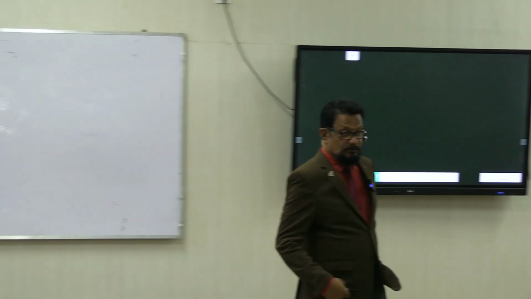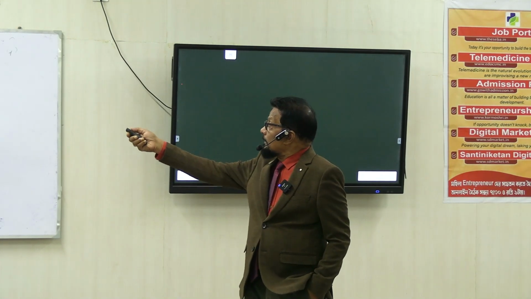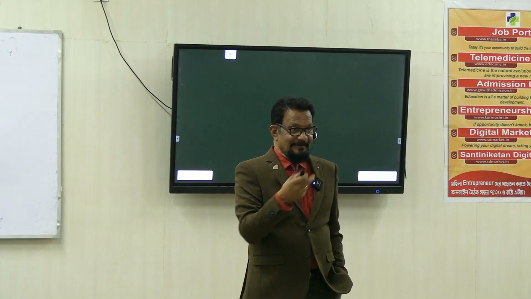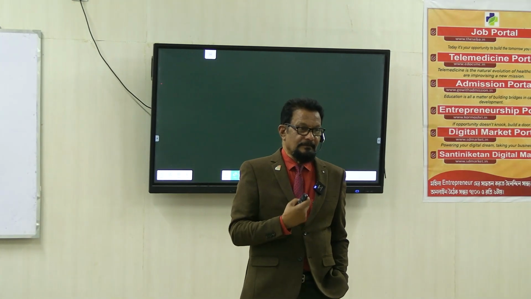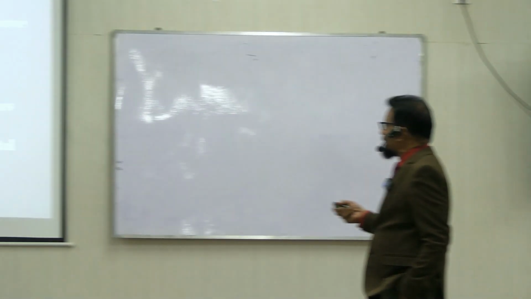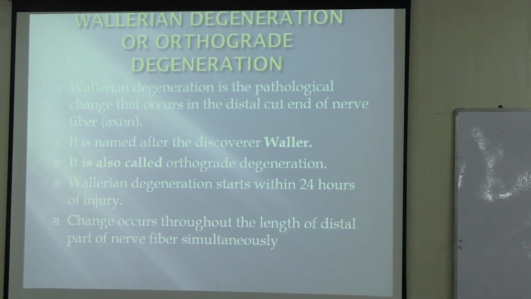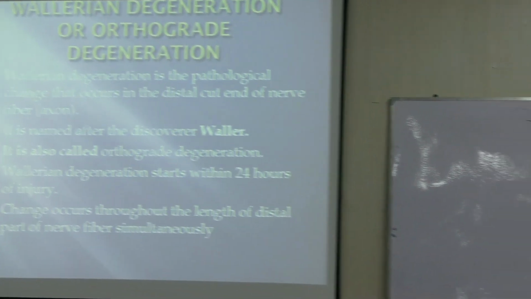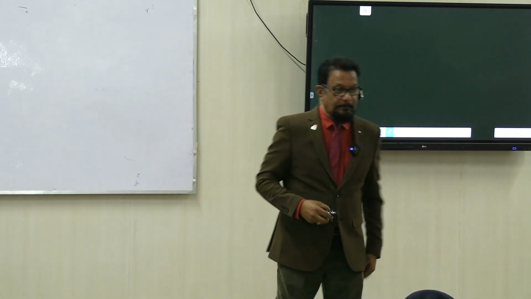So that degenerative process is called retrograde. This is orthograde, towards the periphery. Towards the cell body, retrograde. Changes occur throughout the length of the distal part of the nerve fiber simultaneously. Not that here will be changes first, then gradually this will proceed, or it will start from here coming towards this. Not that. Simultaneously it will be happening.